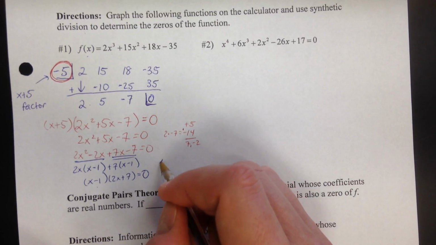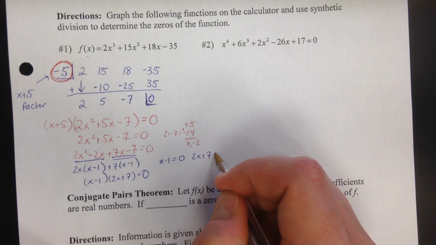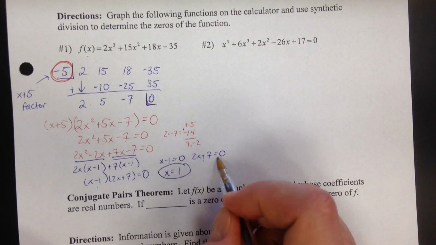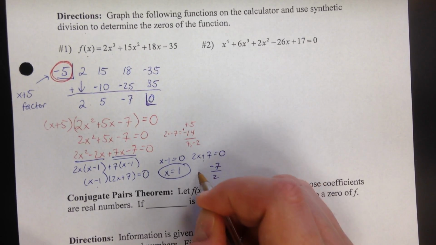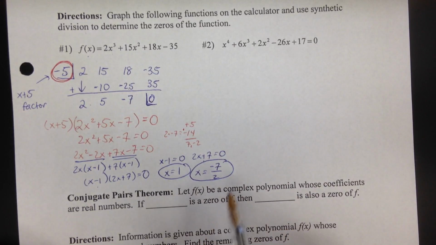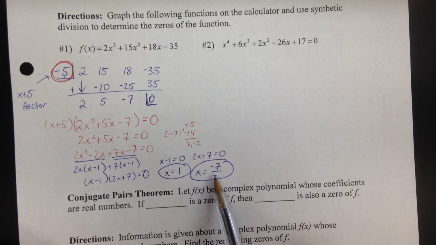So I take each factor and set that to 0. This will be positive 1. Now this, I would subtract 7, and then I would divide by 2. Now those are going to be my 3 solutions. Negative 5, positive 1, negative 7 over 2.